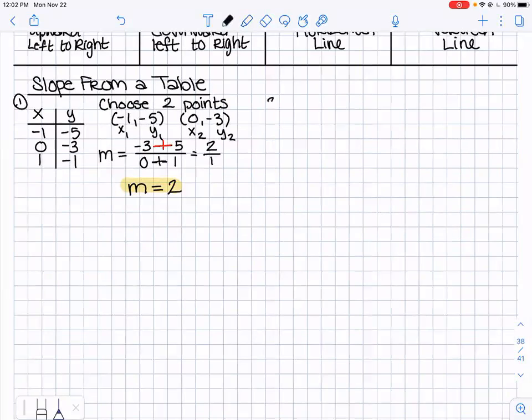Let's try one more this way. All right, here's your table.